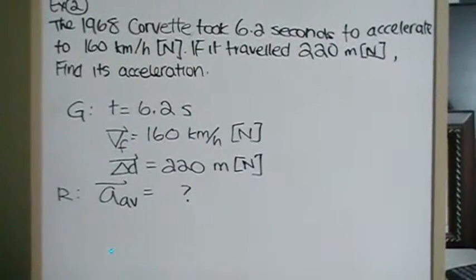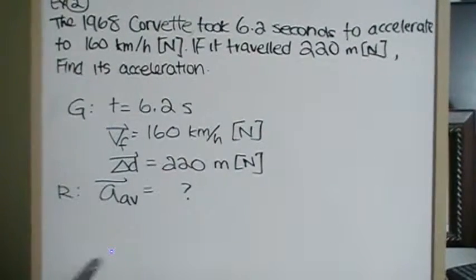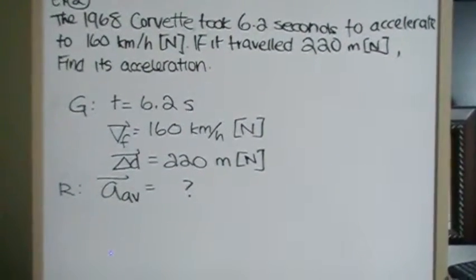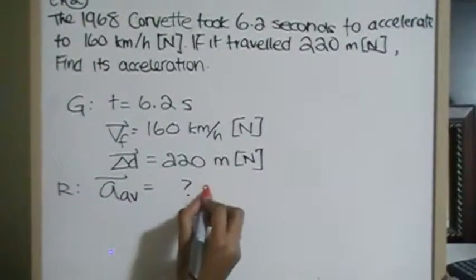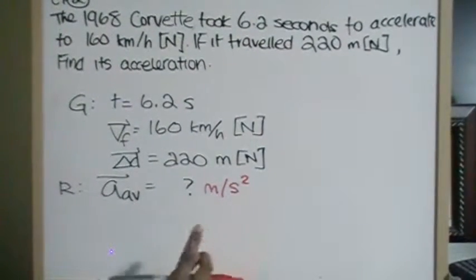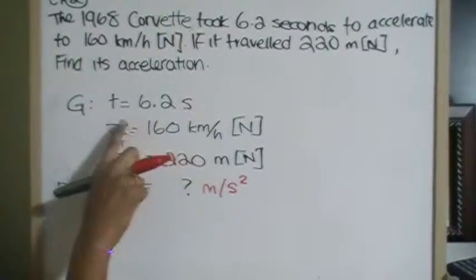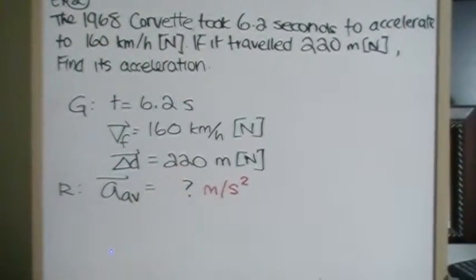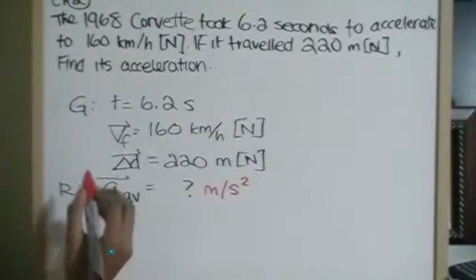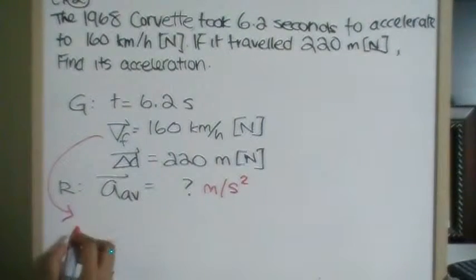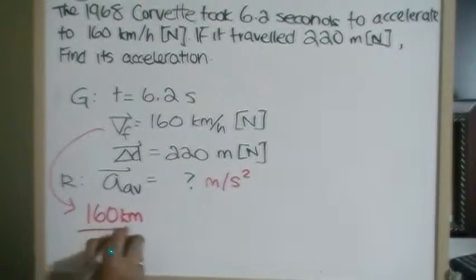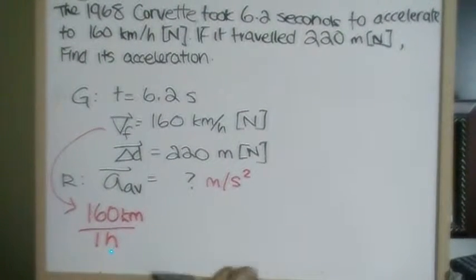Before moving on to look at the equation, we need to make sure that these units are consistent. Now, assuming we want our acceleration in meters per second squared, this matches because it's meters and the time works as well. The only thing that's wrong is our final velocity, which is in kilometers per hour. So we're going to change it down here. We have 160 kilometers per hour.